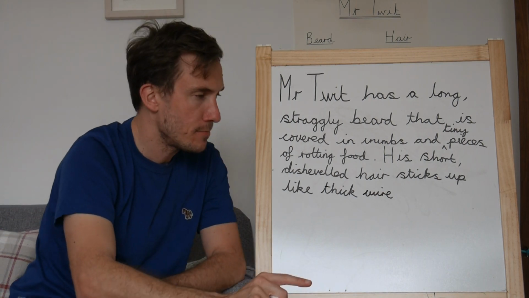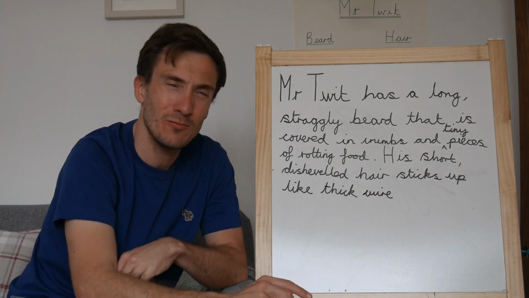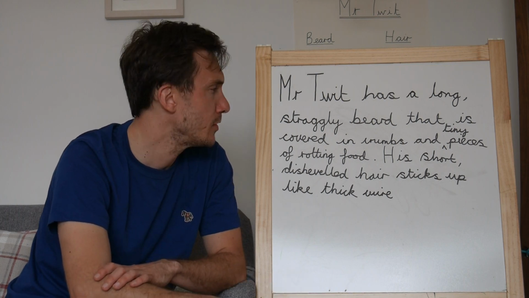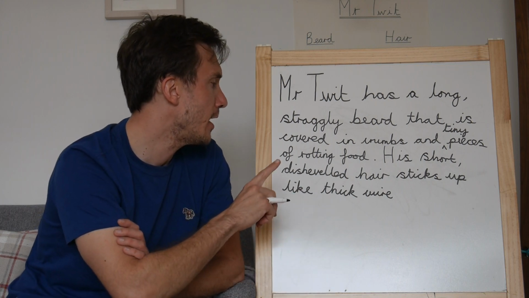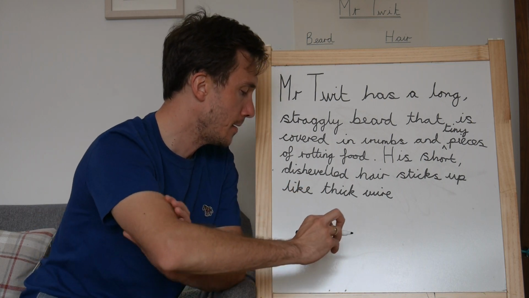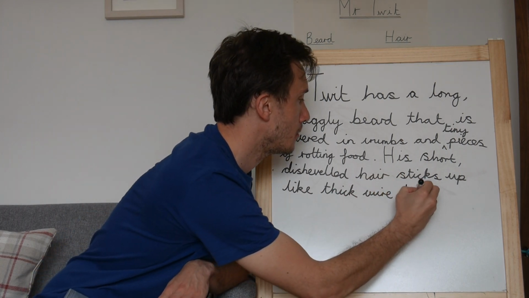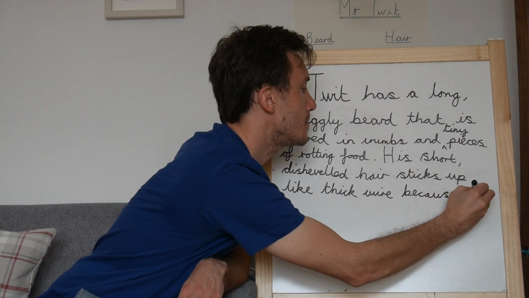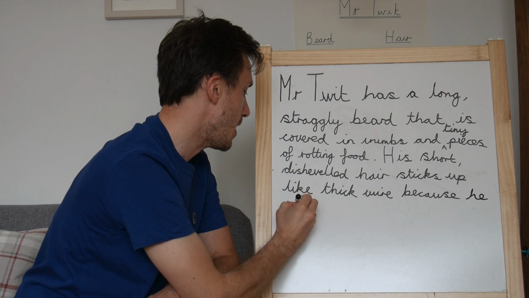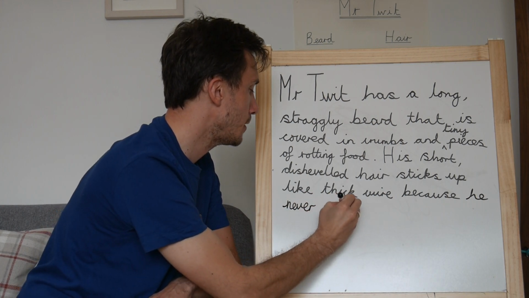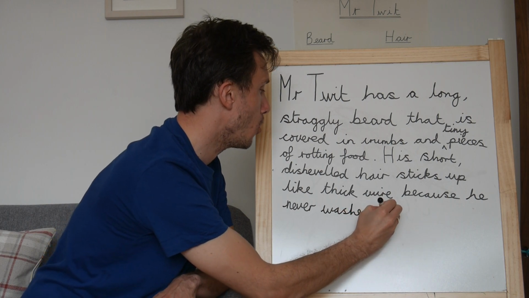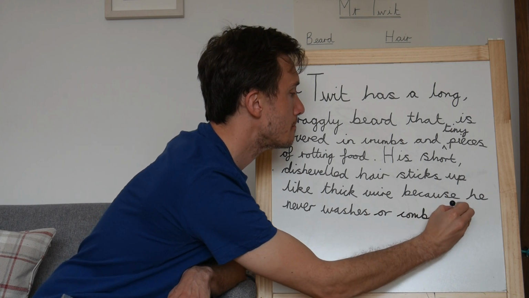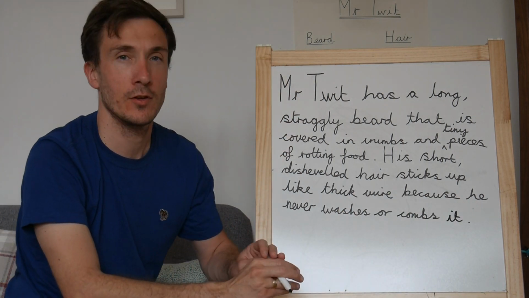And it does that because he doesn't wash it, he doesn't comb it very often at all, and he doesn't take care of it. So that's why. So I'm going to say his short, dishevelled hair sticks up like thick wire because, so again a conjunction, a joining word there, because he never washes or combs it. Full stop. Okay, so we've got two sentences now.